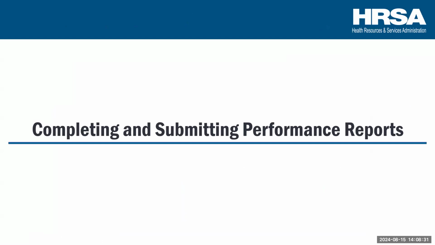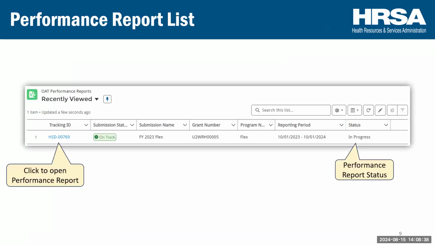Now that you know how to access and navigate the system, let's look at how to complete and submit your performance reports. So after you select the HSD performance report from the top navigation bar or from the widget at the bottom of the homepage, you will see a list of the performance reports that are assigned to you.